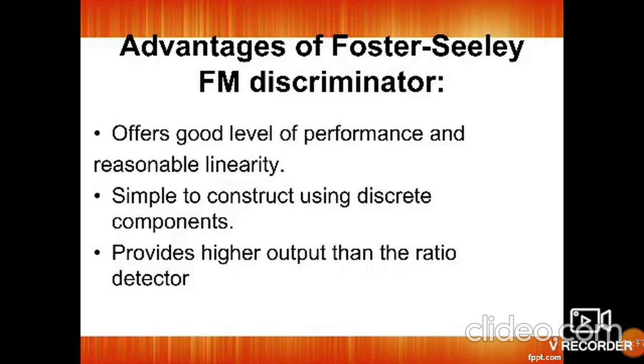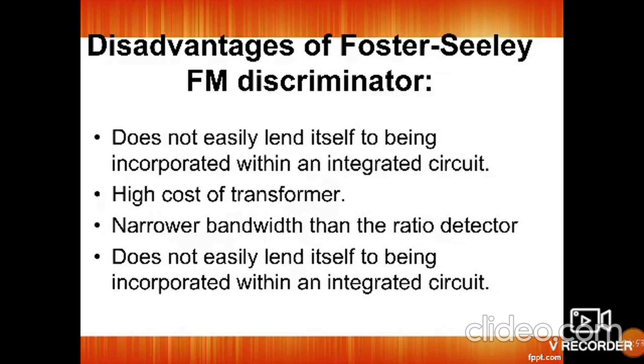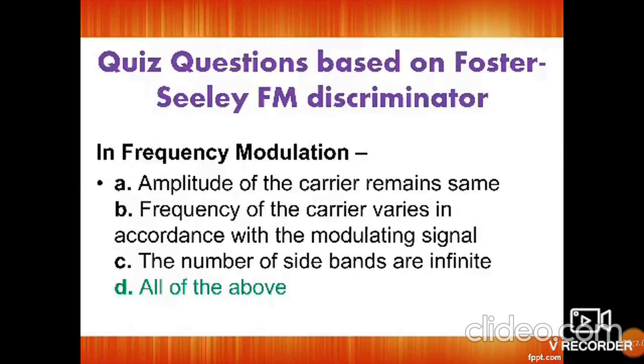The advantages of the Foster-Seeley discriminator are that it offers high performance and resonance linearity. It is very simple to construct with discrete components, and it also provides higher output than the radio frequency discriminator. Among the disadvantages, it is not easily incorporated into integrated circuits, and the transformer cost is also high because of the narrower bandwidth. The ratio detector does not easily lend itself to being incorporated within the integrated circuit.